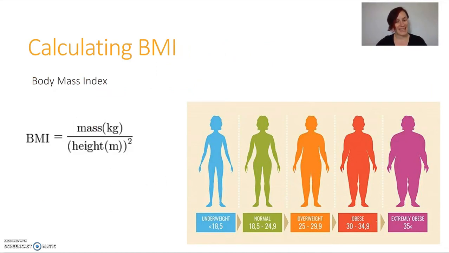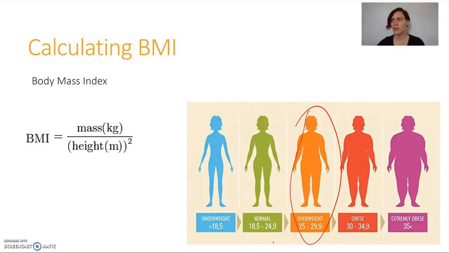Talking about body fat, body mass index, or your BMI, is something you've probably heard of, and I'm going to say it's an outdated way of determining whether someone is underweight, overweight, obese, all those kinds of things. It is your mass in kilograms divided by your height in meters squared. Now, that puts me in an overweight category, right?